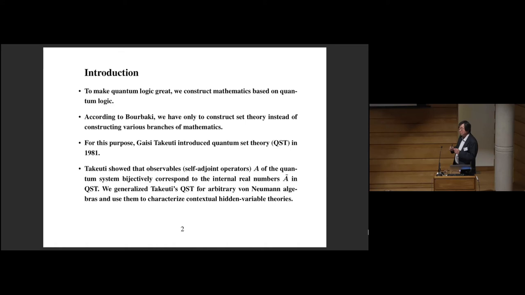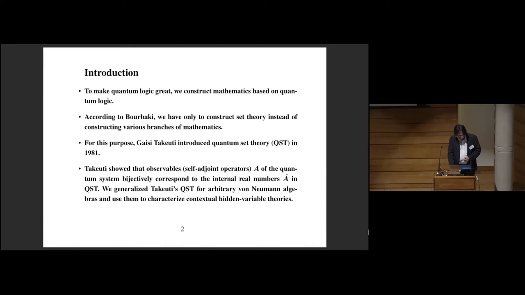We generalized Takeuti's quantum set theory to arbitrary von Neumann algebras. Takeuti's quantum set theory is based on full operator algebras. We now consider the subsystems of those quantum logics, construct a mathematical universe based on each sublogic, and use them to characterize contextual hidden variable theories.